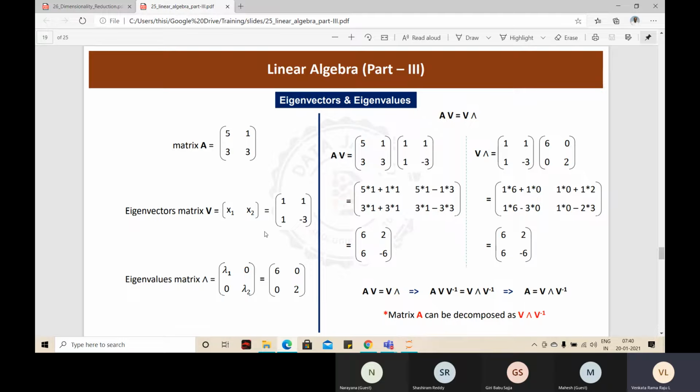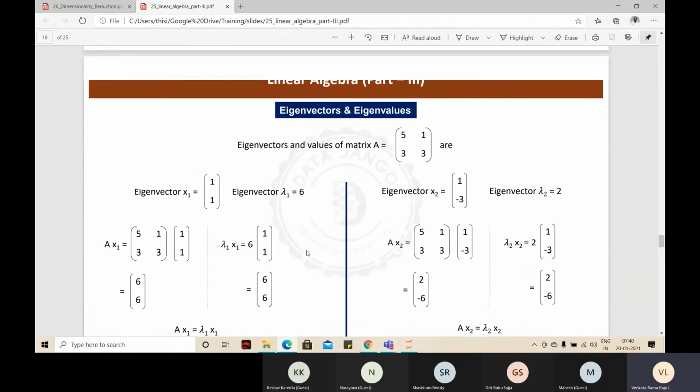Provided the vectors in the V matrix are eigenvectors and the values in the lambda matrix are eigenvalues. The diagonal values in the lambda matrix are eigenvalues. What is eigenvector and what is eigenvalue?